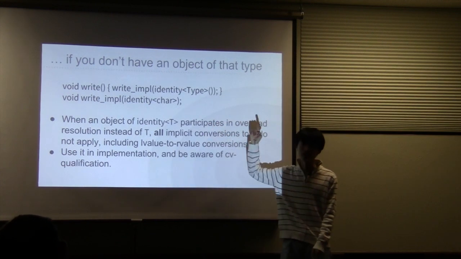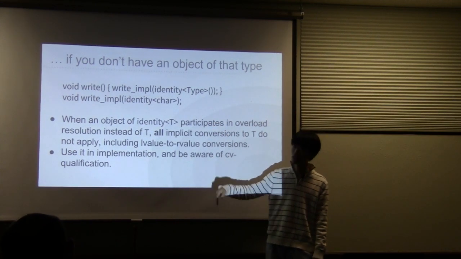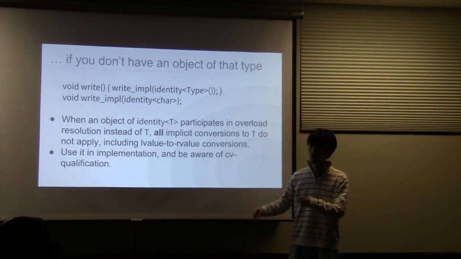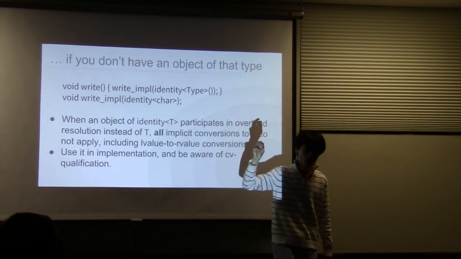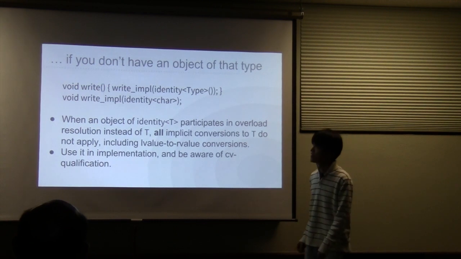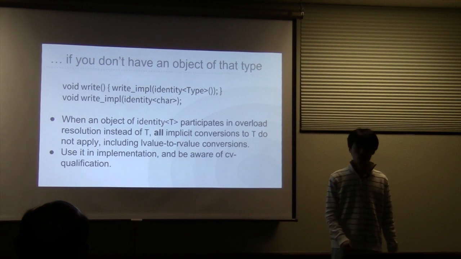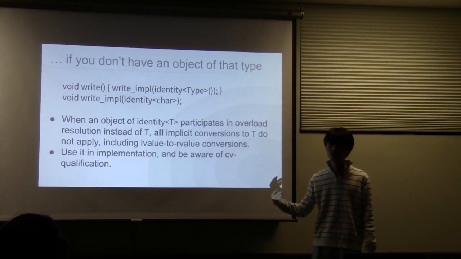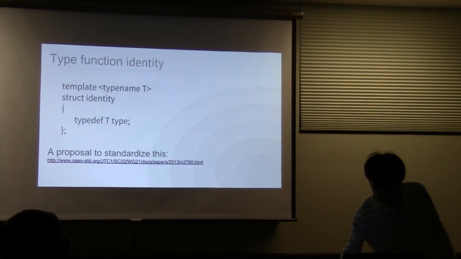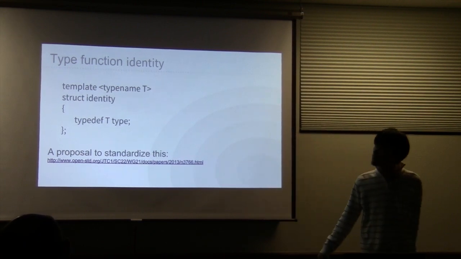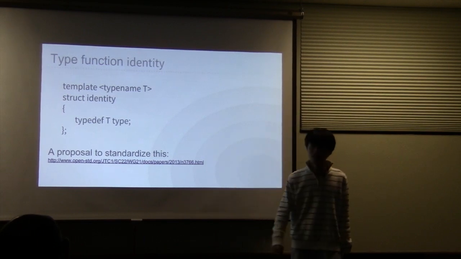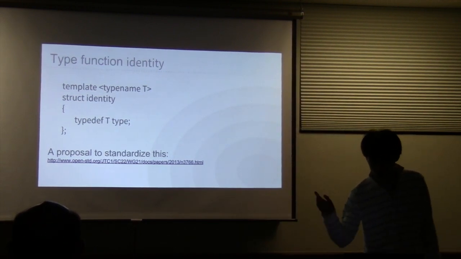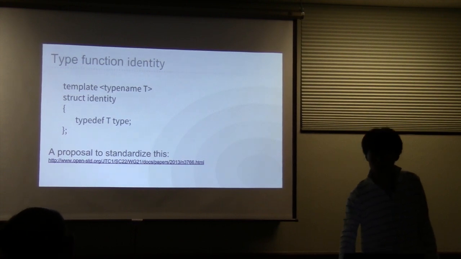But for this one, if you use identity, it's really identity. There's no lvalue to rvalue conversion, so the CV qualifier of a type is not stripped out. If you have const T here, you're going to be able to overload on the const part of the T. That might not be the thing you want, so be aware of CV qualification. But don't worry, we have type functions to remove const qualification, like remove_cv, right? And we can do decay. This is the definition of the type function identity, and we have a proposal to standardize this. But there are other use cases of this function. I don't have time to explain, but if you look at this proposal, you'll find that it's very useful. It has many aspects of its use.